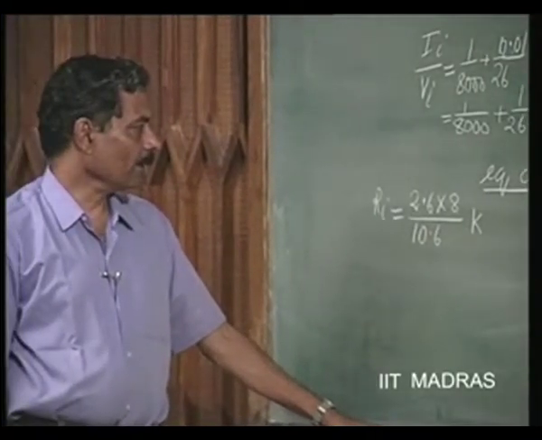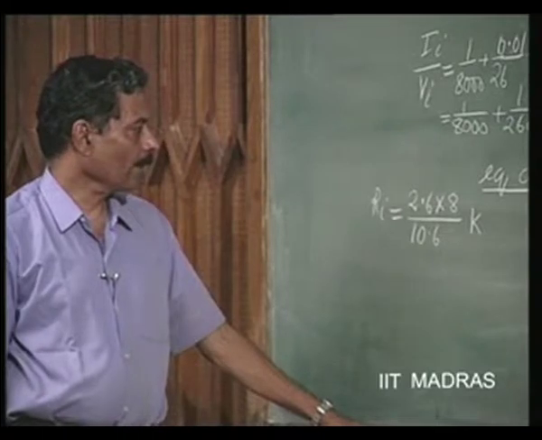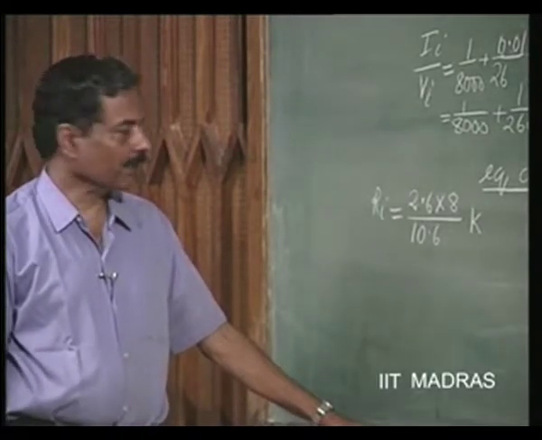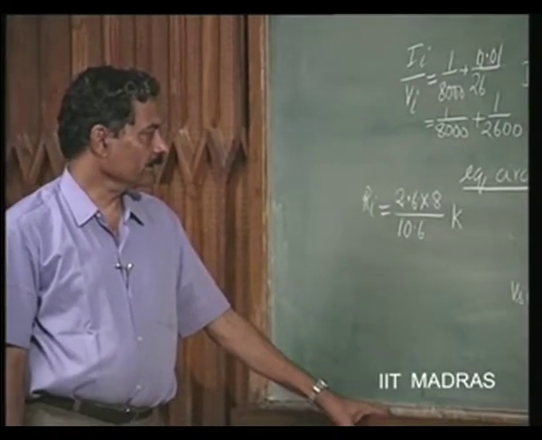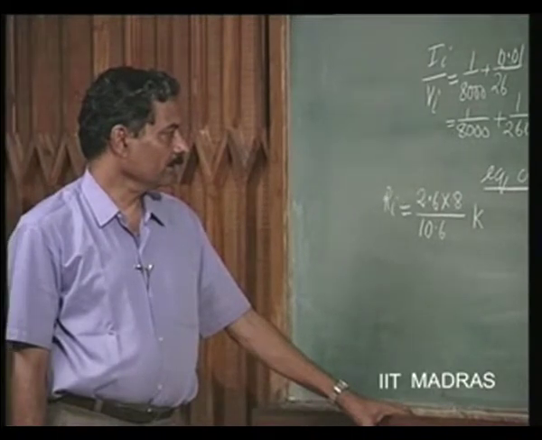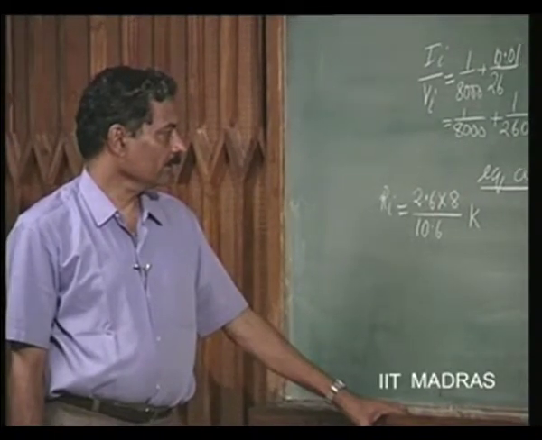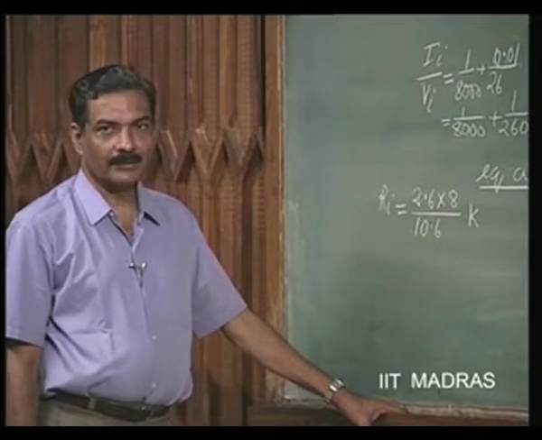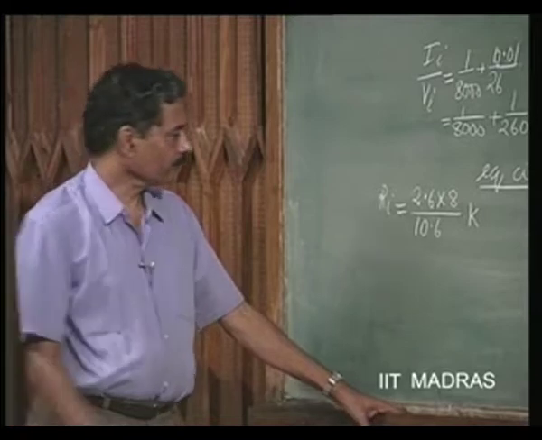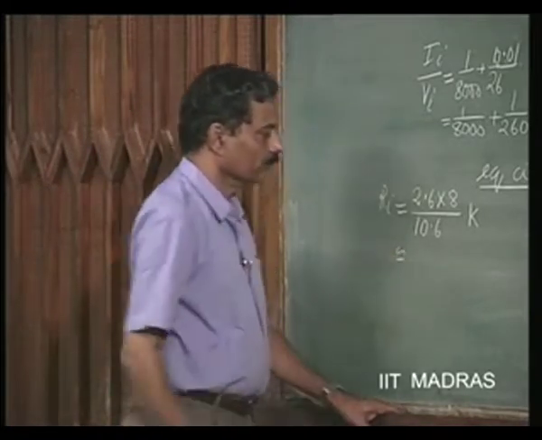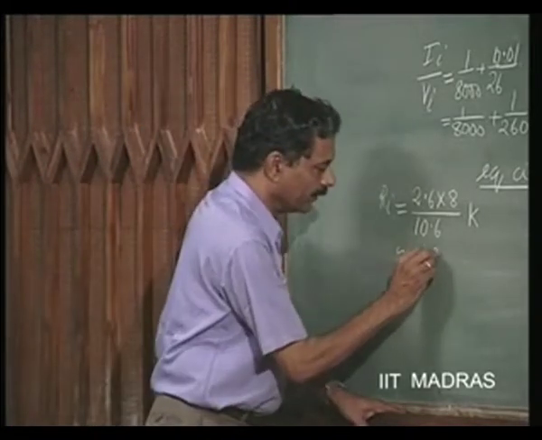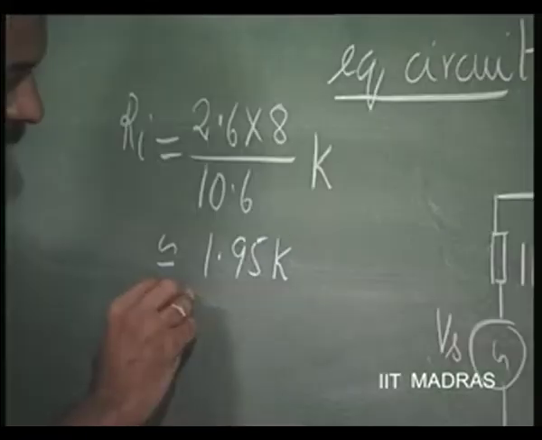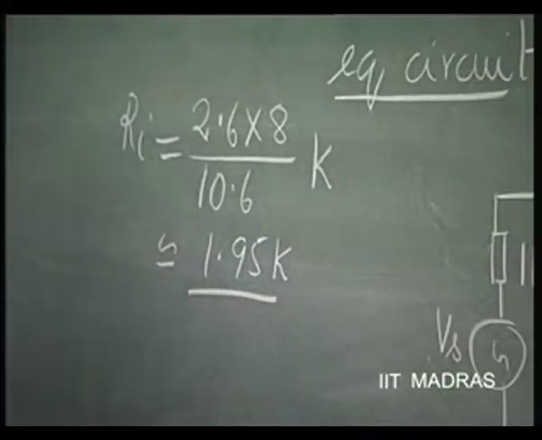How much is this? Please calculate this. This is about around 2 K, 1.95 K. So, that is the input resistance offered by our amplifier.